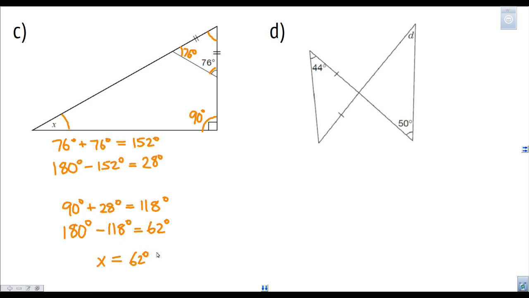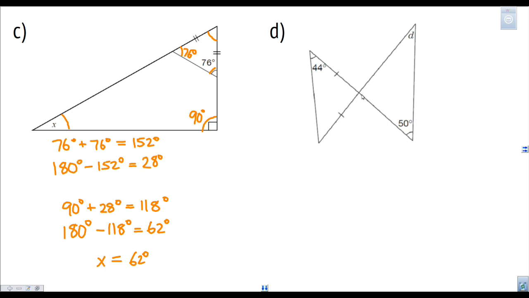So I had to find out information about a triangle that I initially didn't really focus on, because I'm trying to find the big angle x here. So I had to find information about another triangle to help me find information about the angle that I'm looking for. Okay, so that's the moral of the story when we're looking at problems involving multiple triangles.